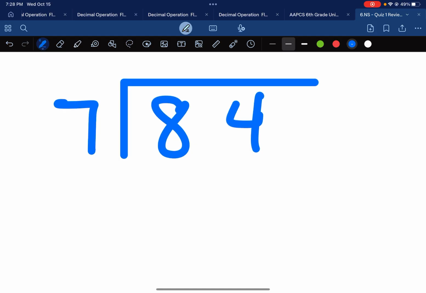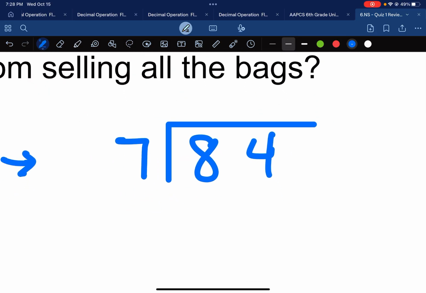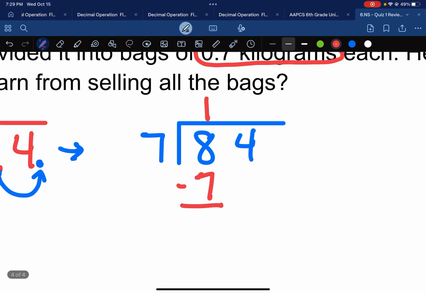And I'm going to zoom in to focus on that. So how many times can 7 go into 8? Well, that can happen one time, because 1 times 7 is 7. And then I'm going to subtract that. And 8 minus 7 is 1. And then I'm going to bring down the 4 and repeat the process.